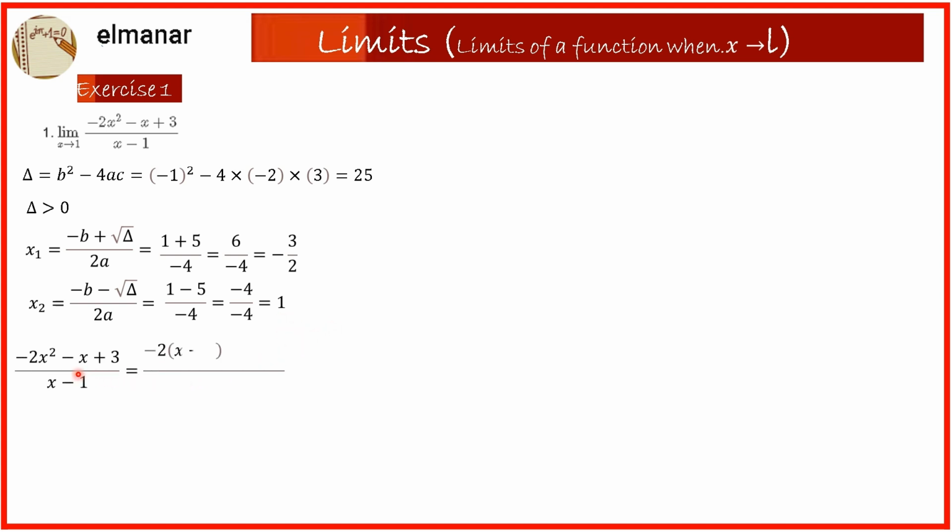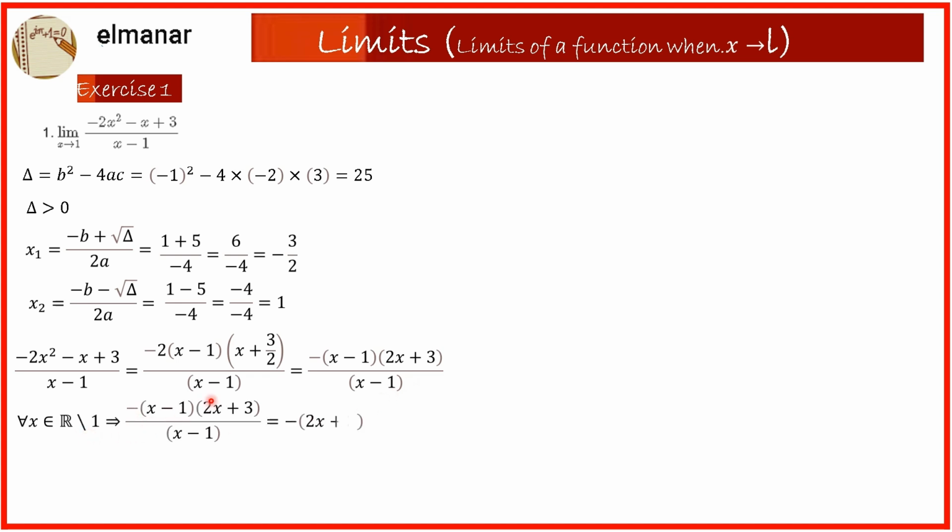Thus, the expression becomes -2(x - 1)(x + 3/2) all over x - 1, which equals -(x - 1)(2x + 3) all over x - 1, simplifying. So, for all x different from 1, we find -2x + 3. Then, the limit when x tends toward 1 of (-2x² - x + 3) over (x - 1) is equal to the limit when x tends toward 1 of -2x + 3, which gives -2 + 3, therefore -5.